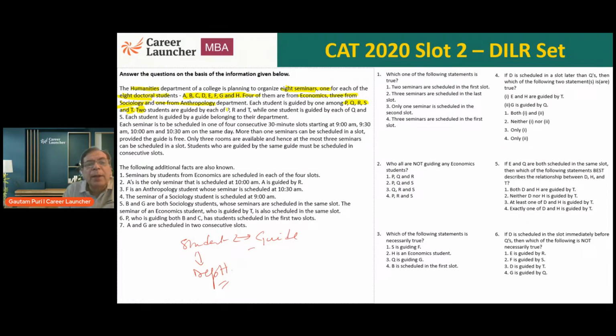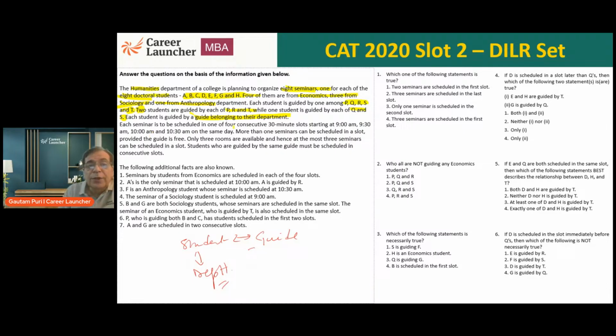2 students are guided by PRT, while 1 student is guided by each of QNS. Okay. So 2 students guided by PRT, 3 professors guiding 2 students each, that is 6. And 1 student each by QNS, so that is 8. So all 8 students will be between these 5. Each student is guided by a guide belonging to their department. So the guide also belongs to the same department. So if the student is from economics department, he or she will be guided by the economics department faculty only.